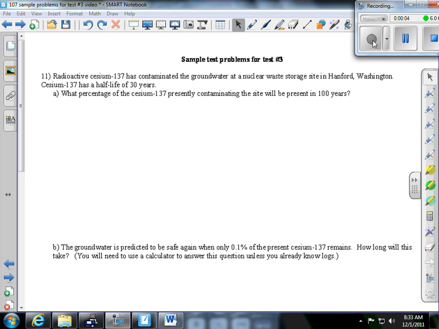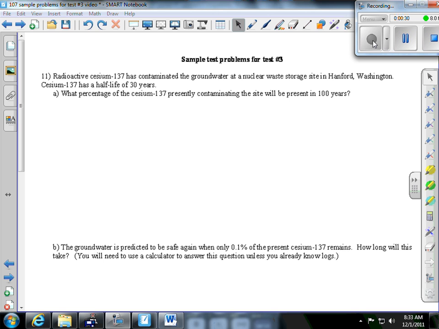This is problem number 11 for the sample test problems for test number 3. Radioactive cesium-137 has contaminated the groundwater at a nuclear waste storage site in Hanford, Washington. Cesium-137 has a half-life of 30 years. The 137 is irrelevant to us. I'm sure it has meaning to a chemist. Part A, what percentage of the cesium-137 presently contaminating the site will be present in 100 years?